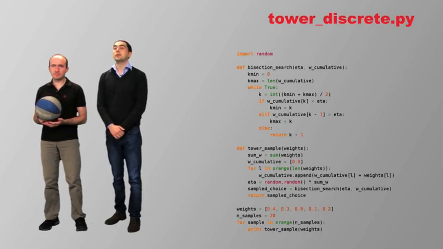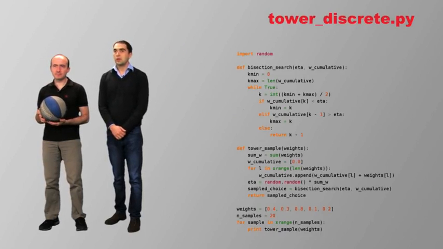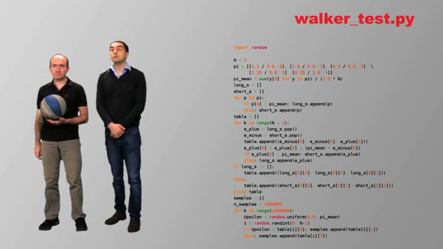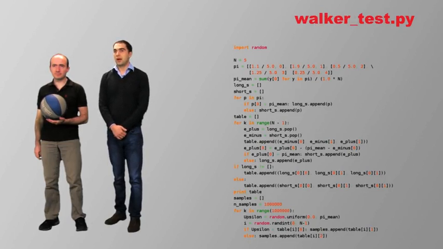Here you find the tower sampling method with the logarithmic search that locates the boxes. Here we also find the ingenious algorithm by Walker that produces the nice two-slot parquet.